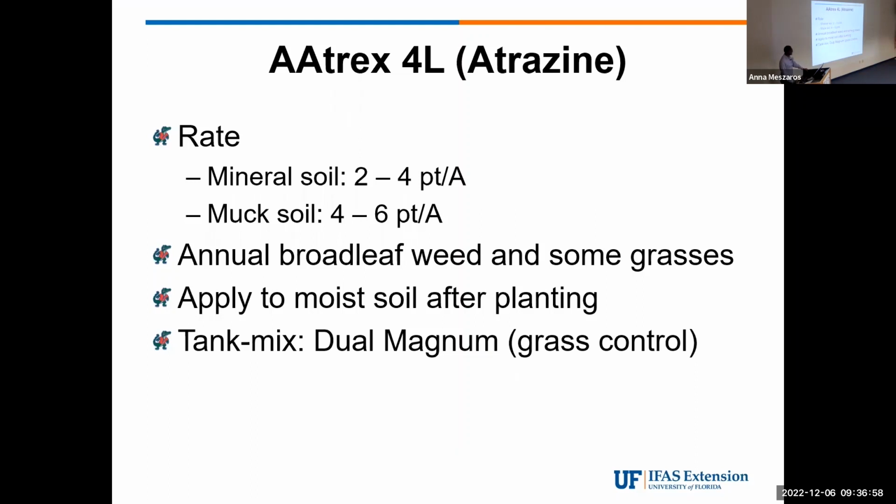And atrazine is mainly for annual broadleaf weeds, even though the label says that it can help with some grasses, but usually it's not as effective on grasses as some other herbicides. It's usually ideal to apply it to moist soil after planting, so the ground has to be wet for the product to move in. But a good tank mix partner is usually Dual Magnum to help broaden your weed control. So if you tank mix atrazine and Dual, that should take care of most of the broadleaf weeds and the grasses.